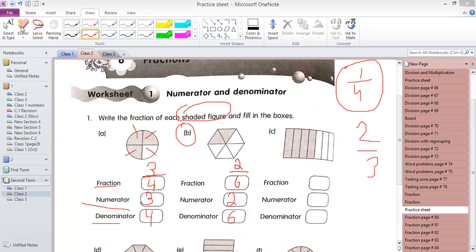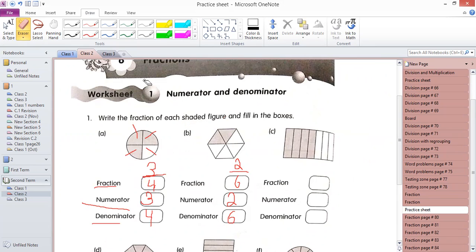Now we will complete the last, the C. We have to write the fraction for this. So first tell me the denominator of it, guys. Count the number of equal parts and tell me the denominator. What is denominator here? Anas Fahad, very good. Awab Muhammad, very good. Abdul Rauf, very good. Amjad Abdullah, very good.